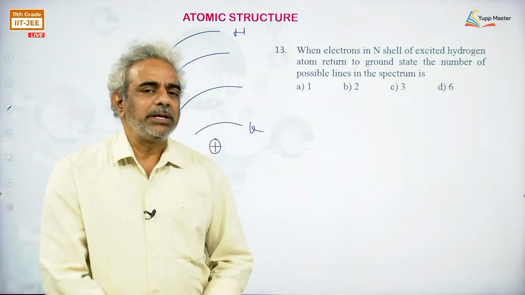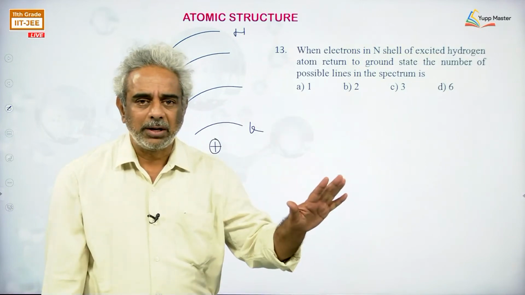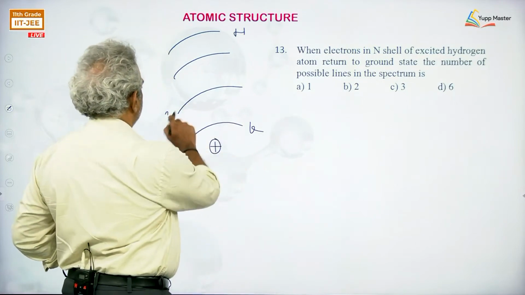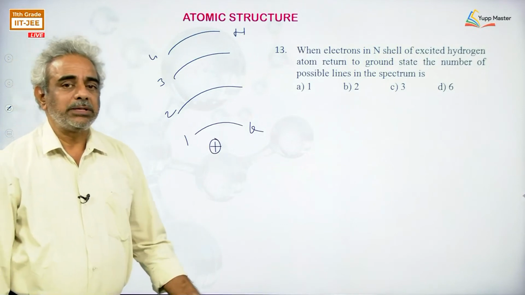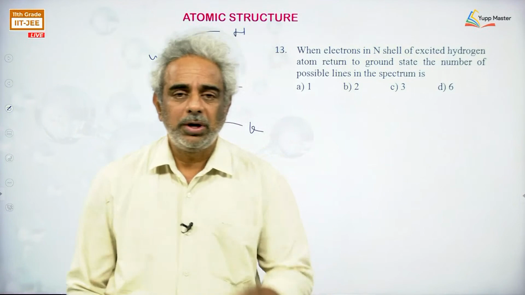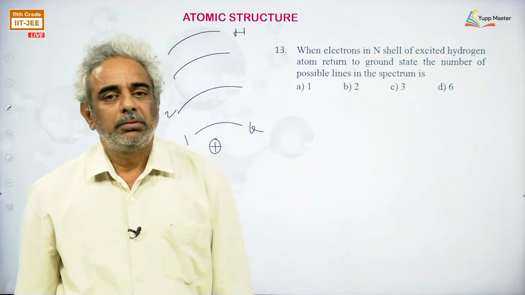Suppose it is happening in a single hydrogen atom, how will you analyze the problem? In a single hydrogen atom, the electron is in the fourth shell, the fourth energy state. How many spectral lines are possible? We can't say. There is only one atom.